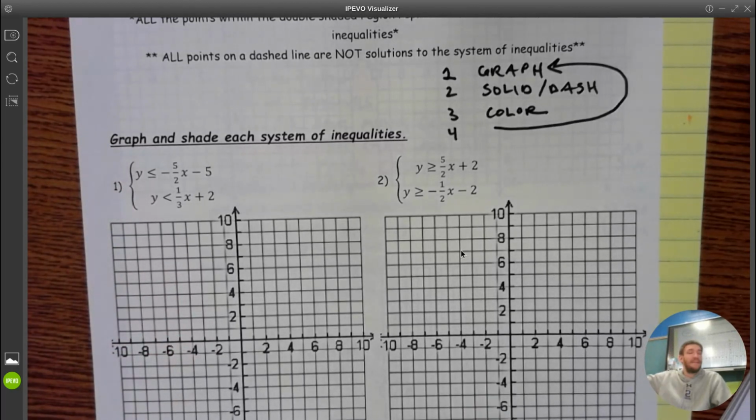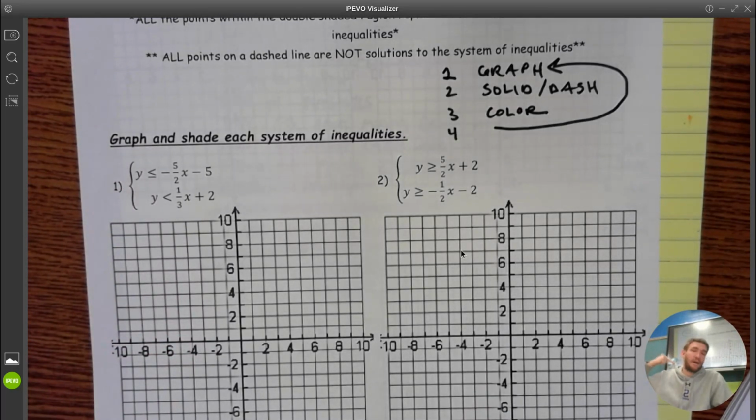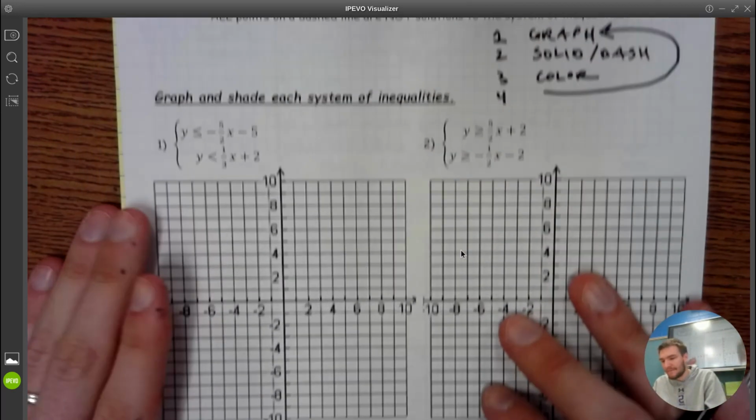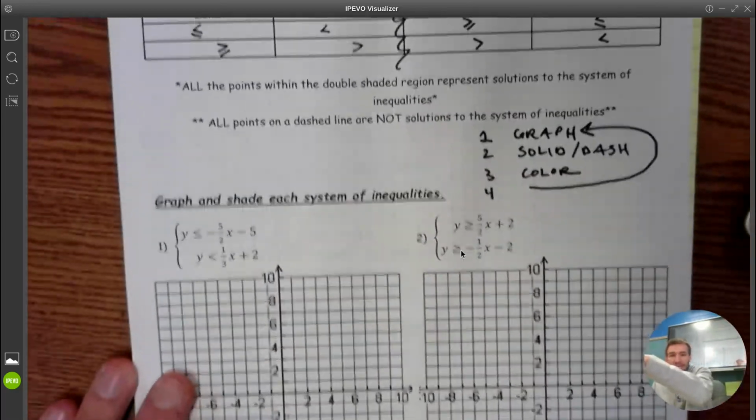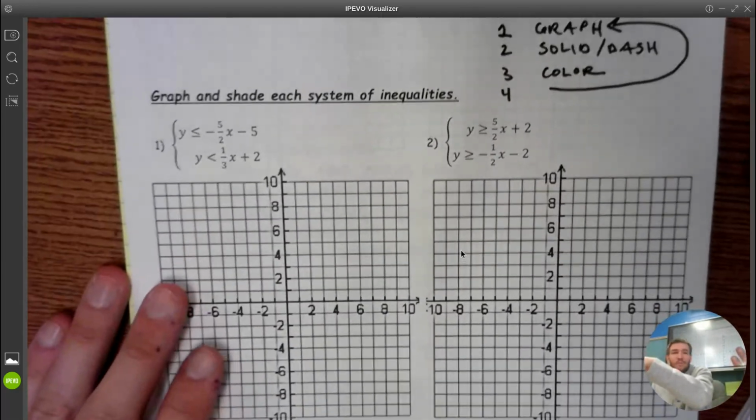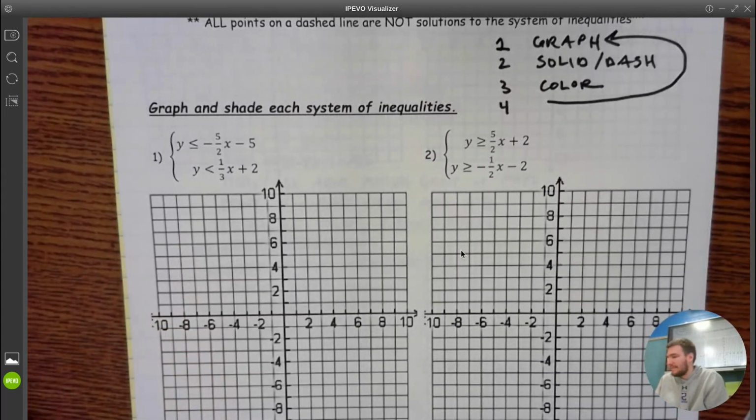We're going to graph it. We're going to figure out solid or dashed. We're going to figure out about the coloring, and then we're going to do it one more time. If we can do all of that, then we know how to graph in Algebra 1. And the good news is we've been doing really well in my other classes, and I'm optimistic about this class as well.